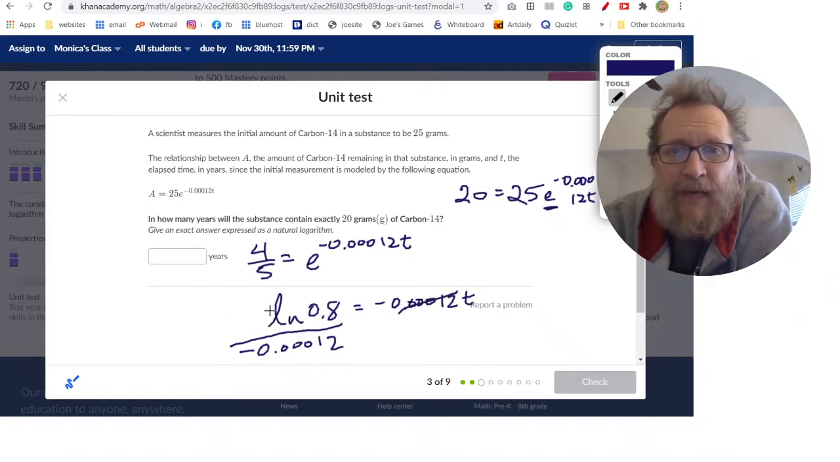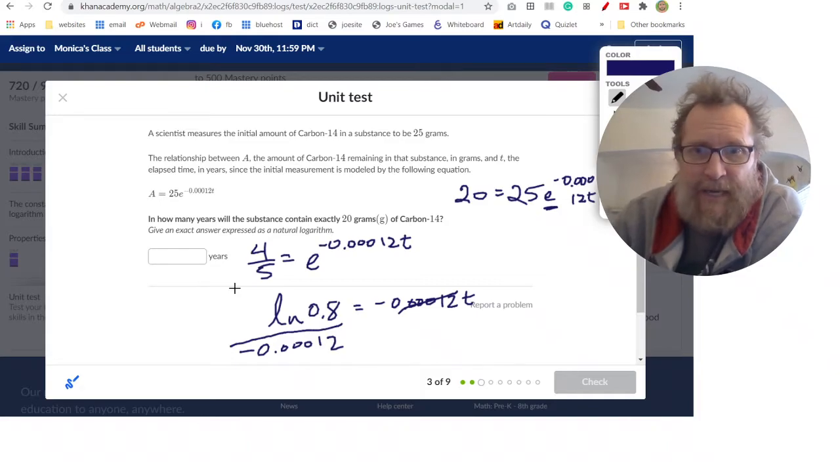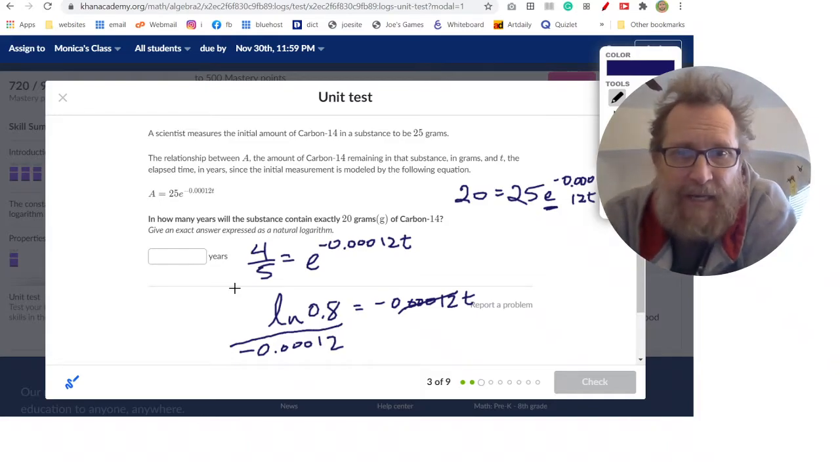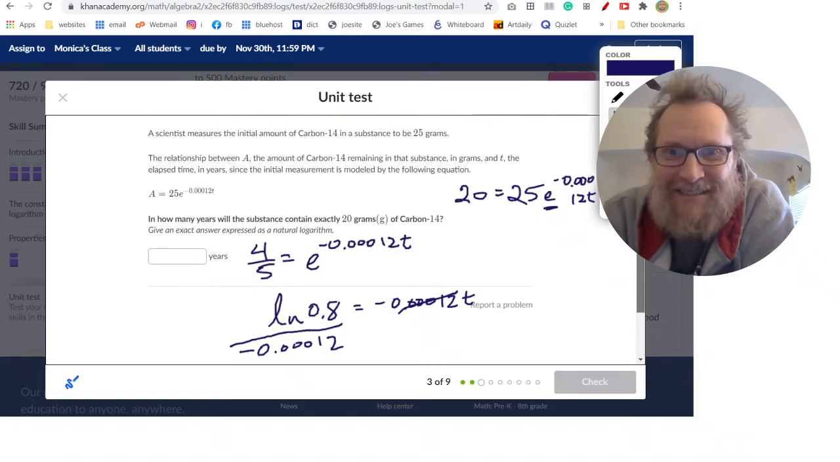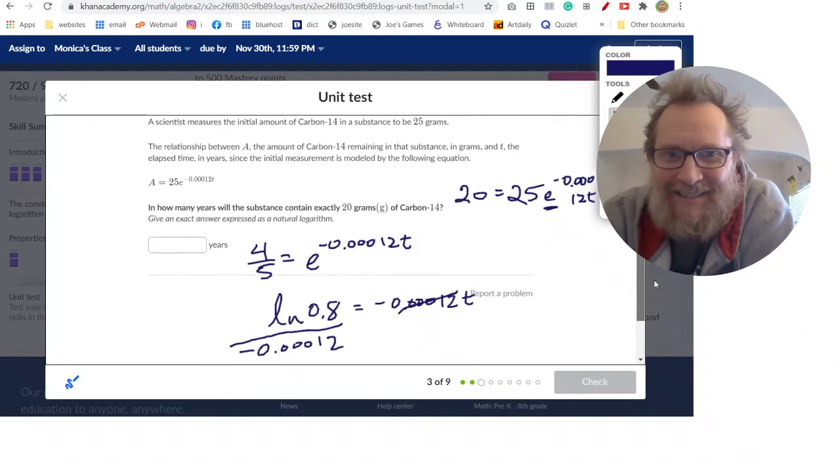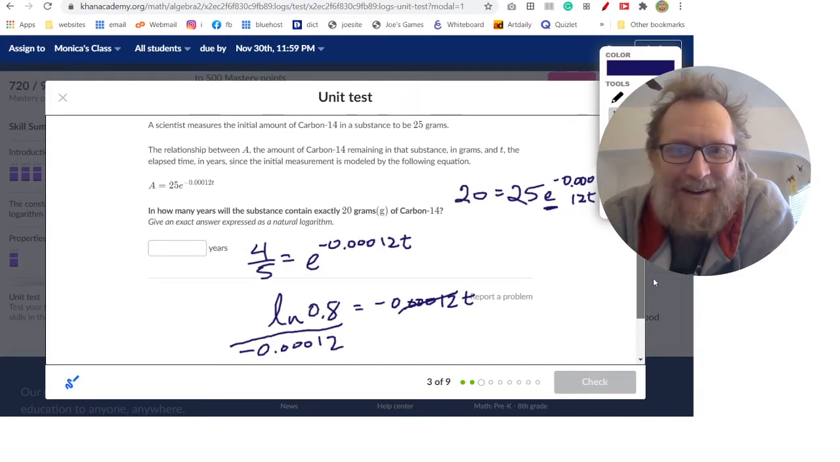So I need to type into my calculator natural log of 0.8 divided by negative. Now, do they give me the calculator? That would be a problem. I can't do that in my head. Is that right? They're not giving me a calculator? That's not fair. All right.